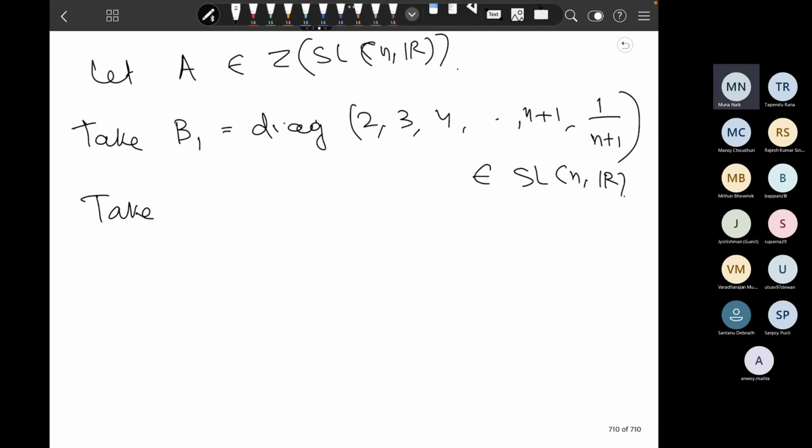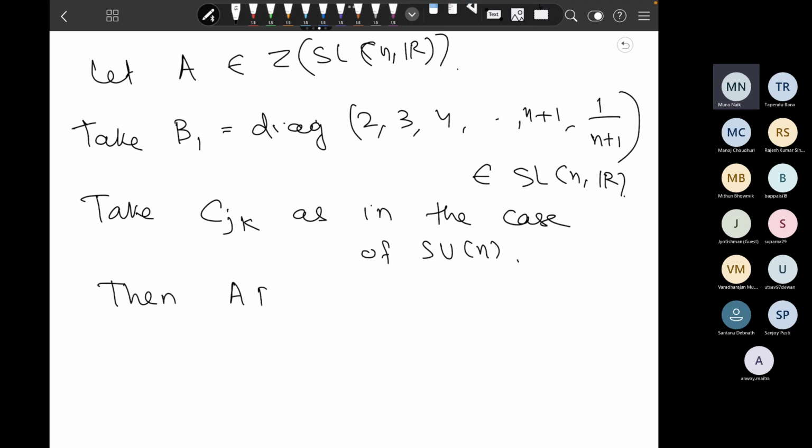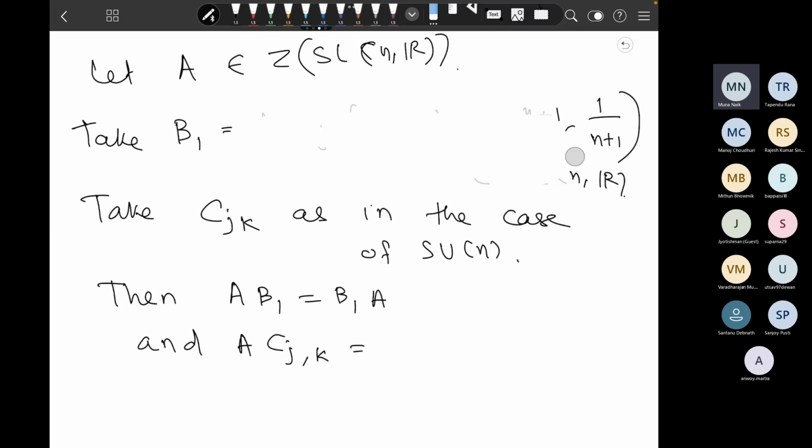So take Cjk as in the case of SUN, then AB1 is equal to B1A and ACJ comma K. Yes. How this B1 belongs to SLN? Multiplication. Oh, sorry. Okay, sorry. Okay, thanks that you are. It seems that offender is listening carefully. Okay.